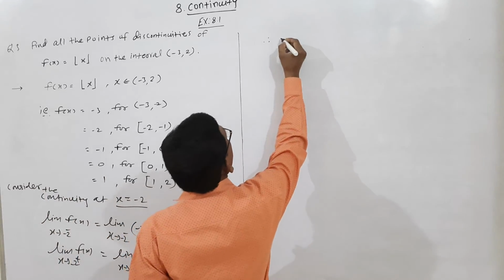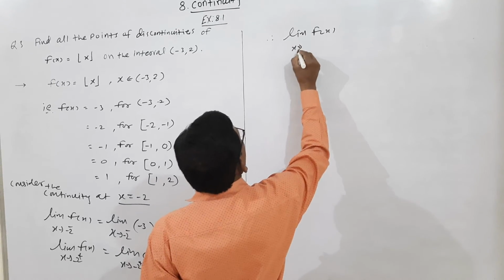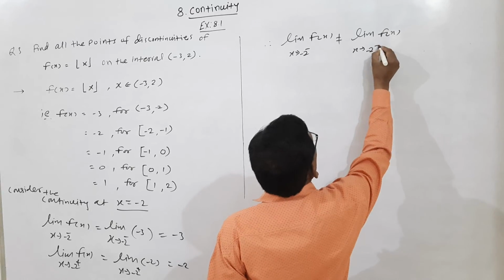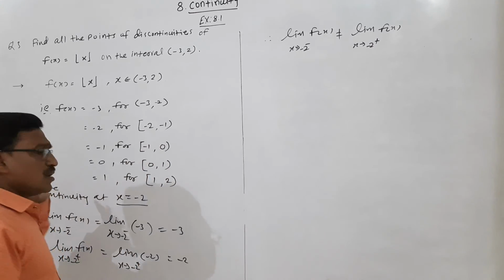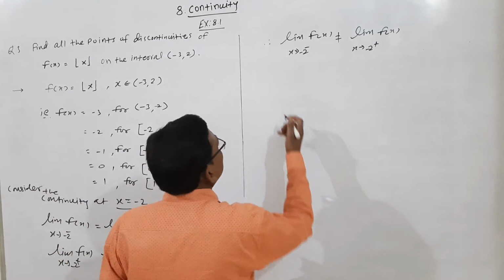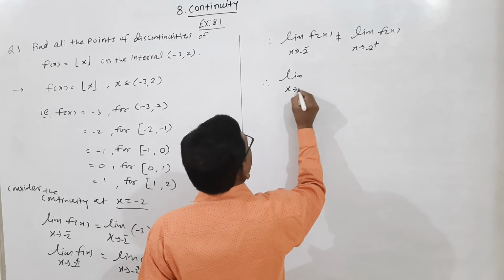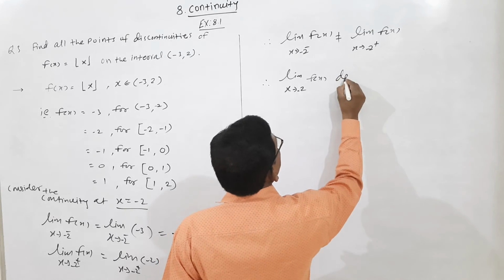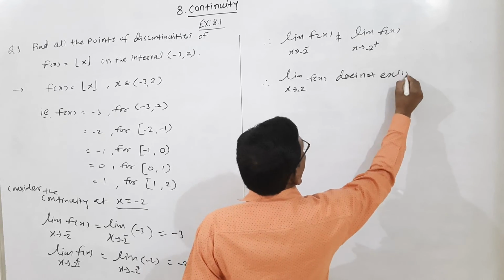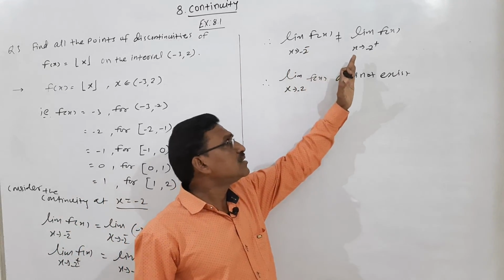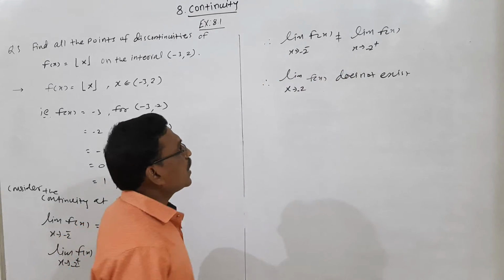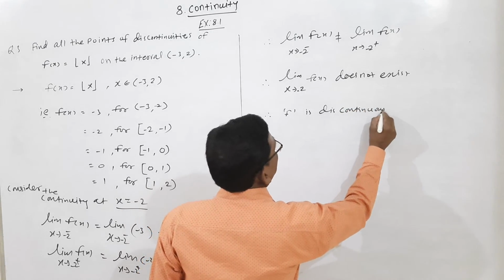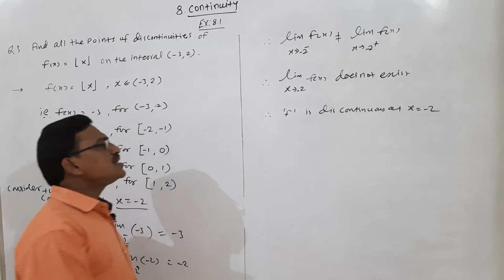So the left hand side limit of this function is not equal to the right hand side limit. Therefore the limit of f of x as x tends to minus 2 does not exist, because the left hand side limit is not equal to the right hand side limit at x tends to minus 2, and therefore f is discontinuous at x equal to minus 2. The given function is discontinuous.